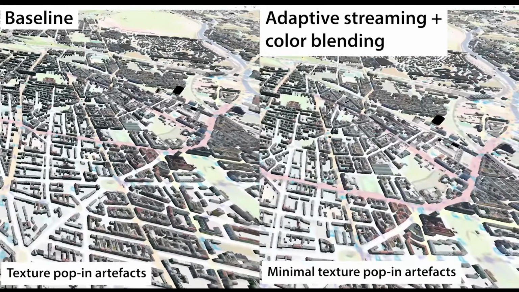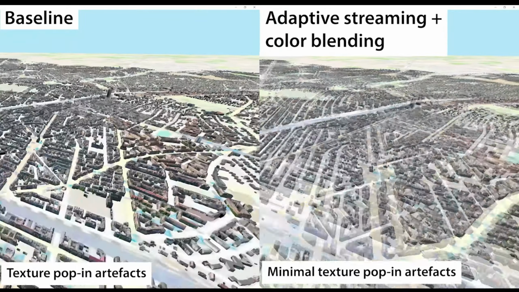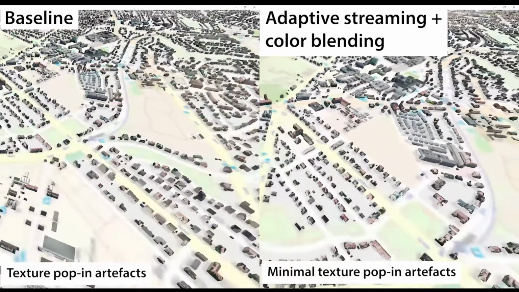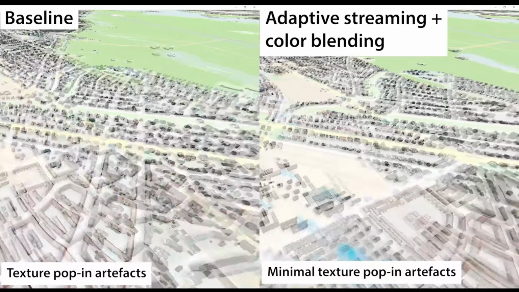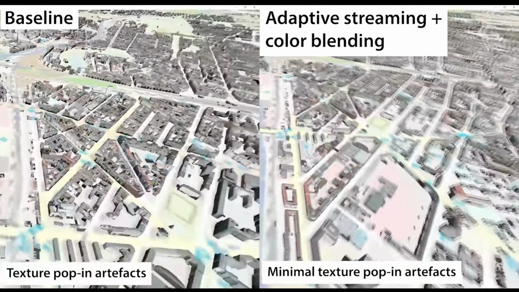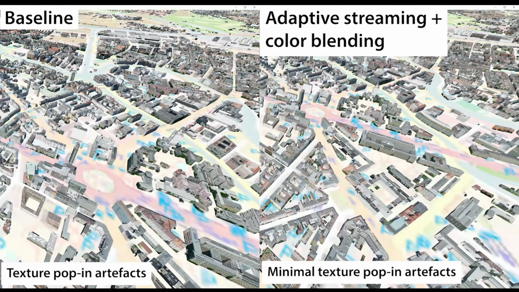This video demonstrates the texture pop-in artifacts as the camera moves around the scene. In the baseline method, texture pop-ins are clearly visible in meshes coming into view at the right edge. In our method, higher resolution mipmaps are blended in based on mipmap level, minimizing the texture pop-in effect.